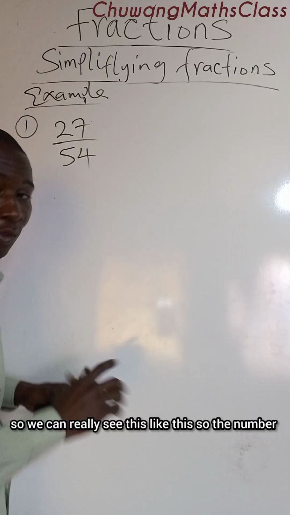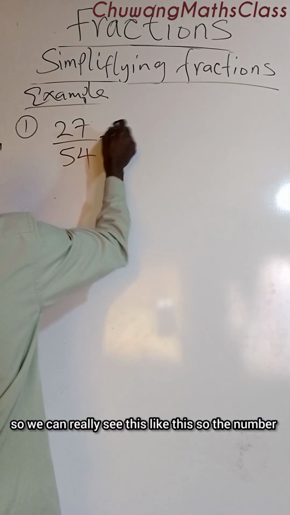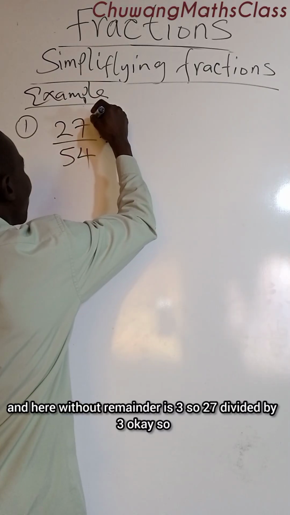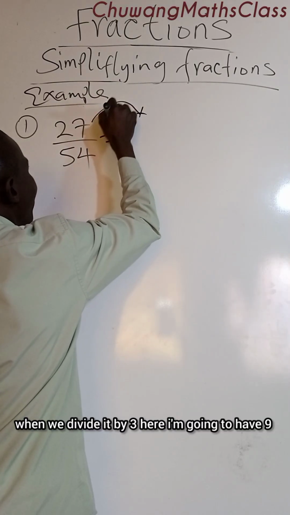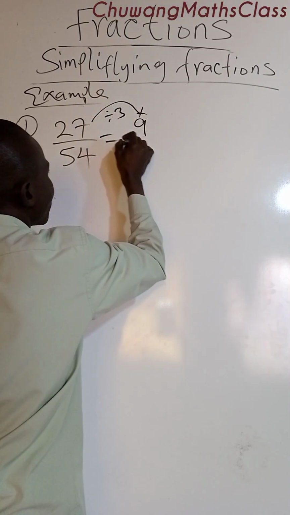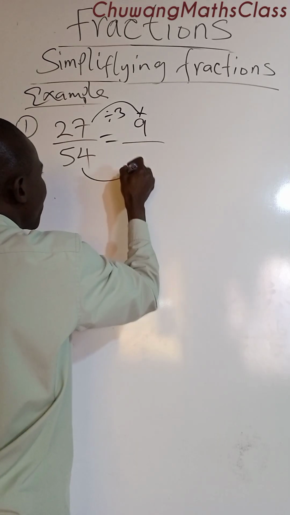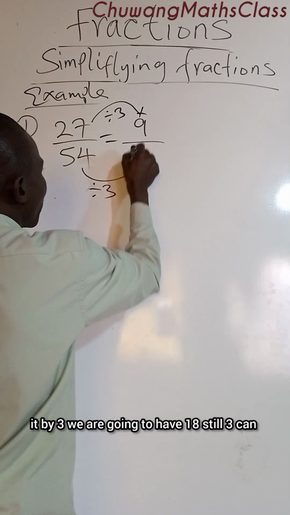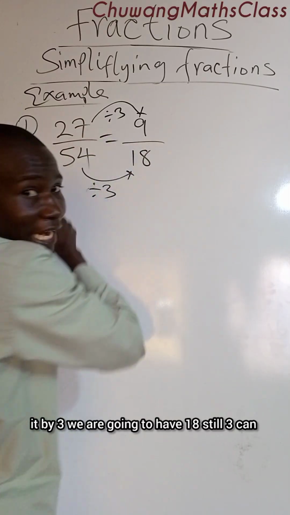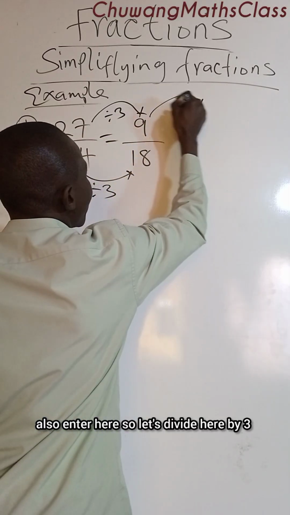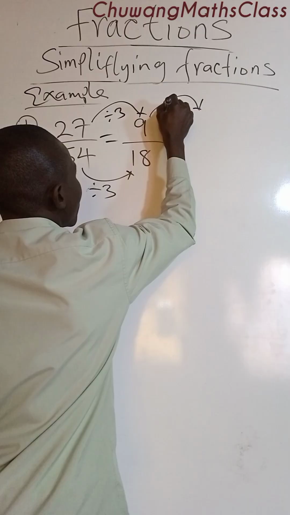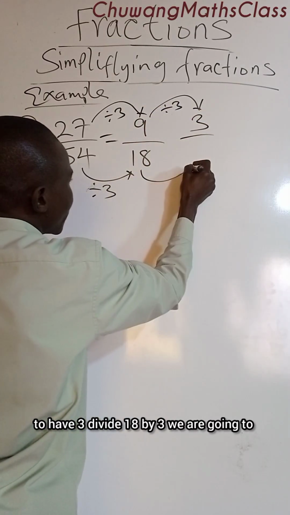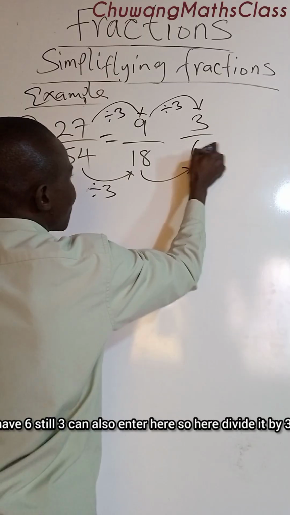Okay, so we can do it in a series like this. The number that can enter here and here without remainder is 3. So 27 divided by 3. When we divide it by 3, here we are going to have 9. Here dividing it by 3, we are going to have 18. Still 3 can also enter here, so let's divide here by 3. When we divide here by 3, we are going to have 3. Divide 18 by 3, we are going to have 6.